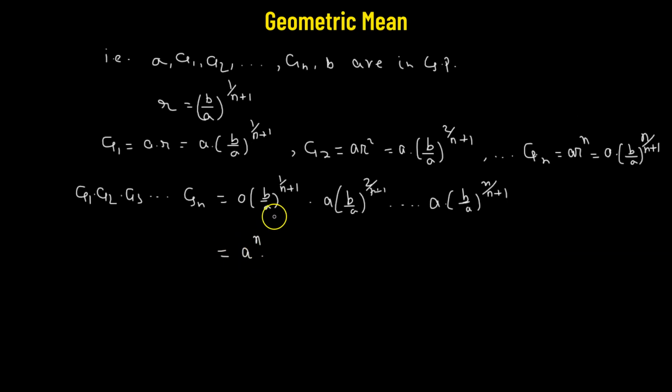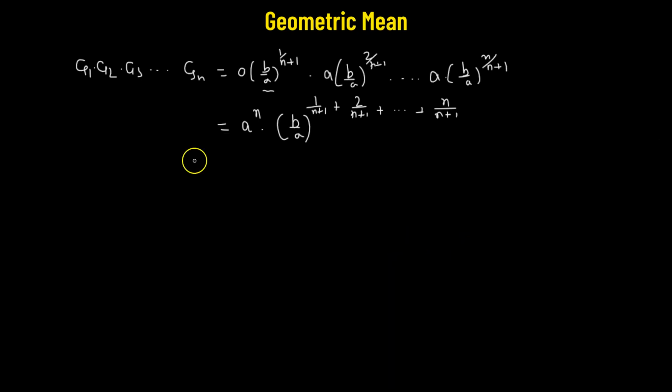Now we have a multiplied by itself n number of times, so we have a raised to the power of n, and we will multiply all the values having b over a. So we get (b over a) raised to the power of 1 over n plus 1, and we'll be adding the powers: plus 2 over n plus 1, plus all the way up to the last term, which is n over n plus 1. Now we need to find the sum of 1 over n plus 1 plus 2 over n plus 1, then 3 over n plus 1, all the way up to the last term, n over n plus 1.